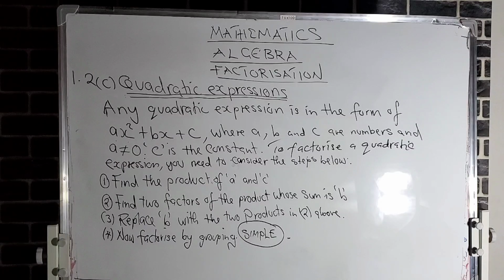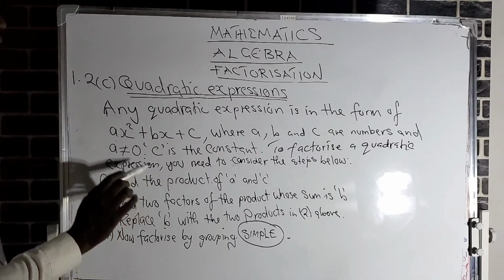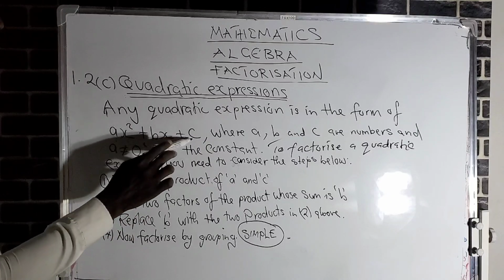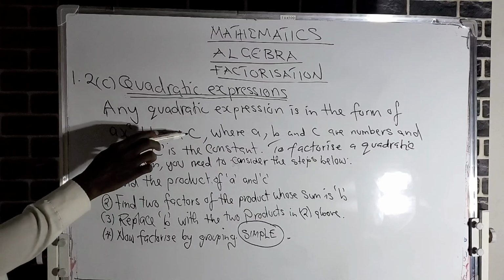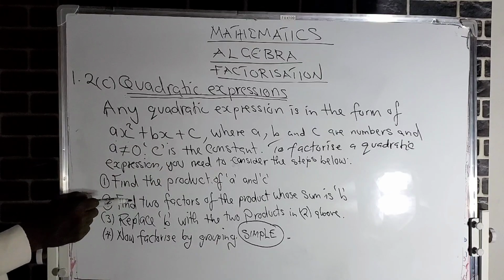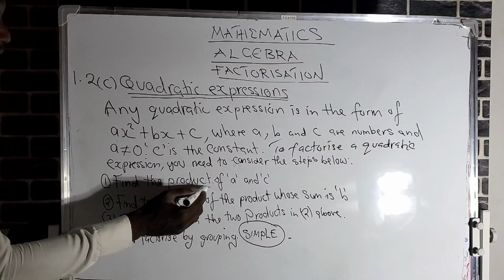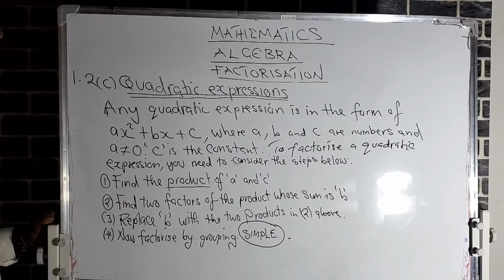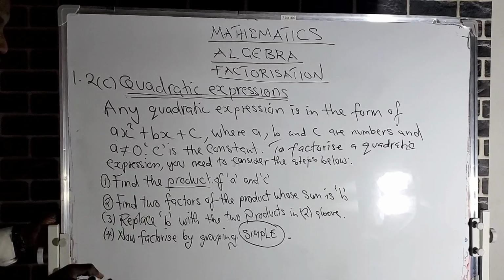Are we together? Yes. So, the first step is that you find the product of a and c. The number in front of x² here is a, the constant is c, you multiply them, and the answer you find is the first step. By the way, a product is the answer given after multiplying. Good. Then after finding that product, what do you do?